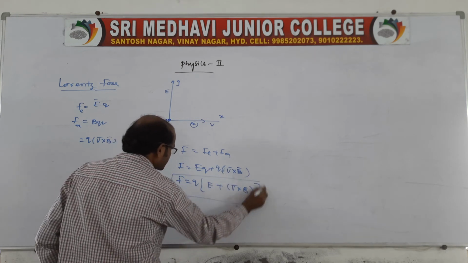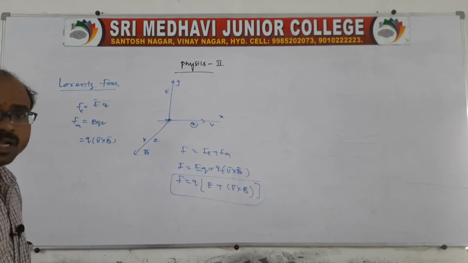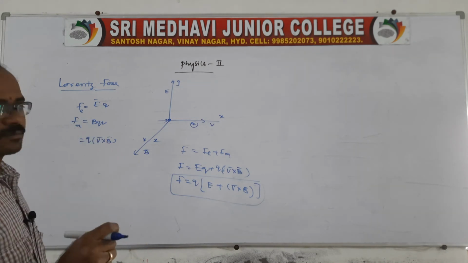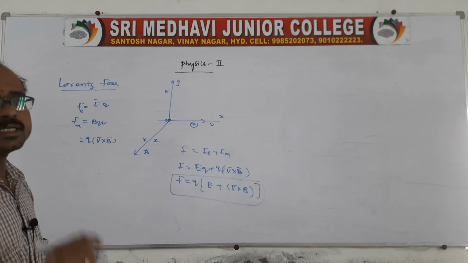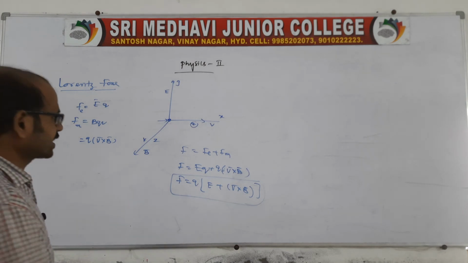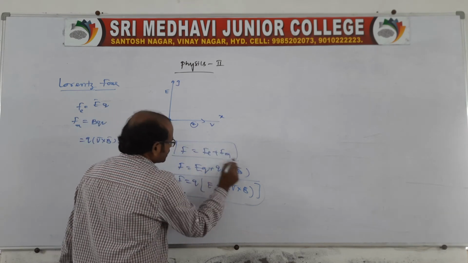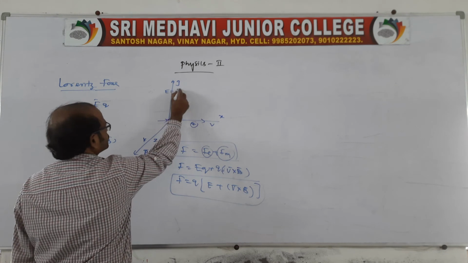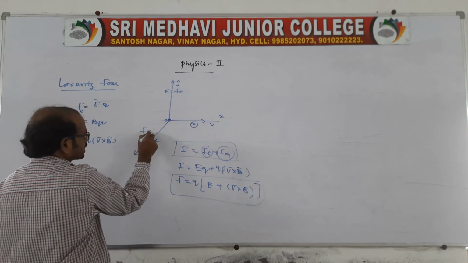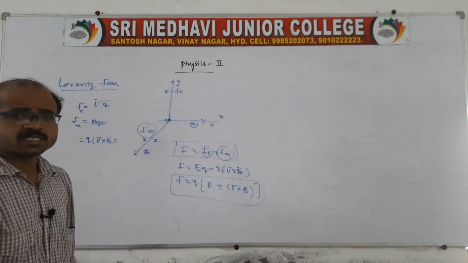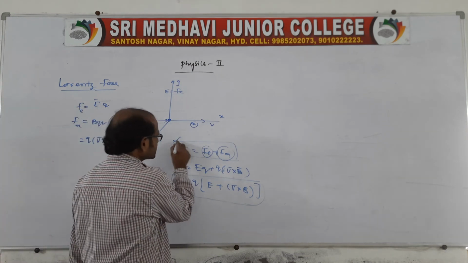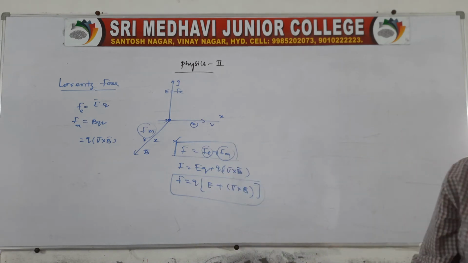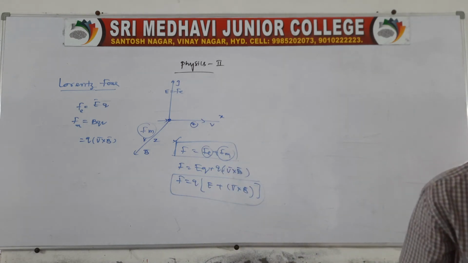The resultant force is represented as the Lorentz force. Lorentz force means where electric and magnetic fields are both acting. At that point, if a charged particle enters, there is a net force F, equal to the force due to the electric field plus the force due to the magnetic field. The sum of the two forces gives a resultant, which we call the Lorentz force or net resultant force. Clear?